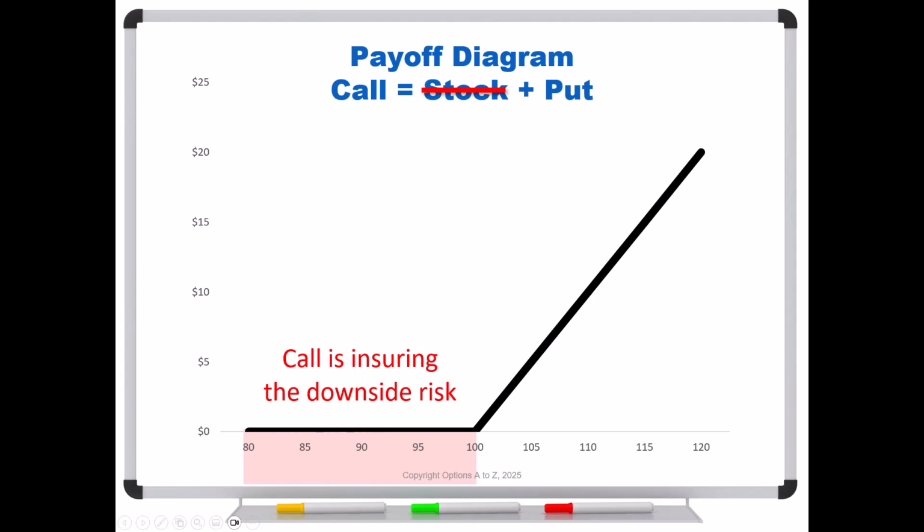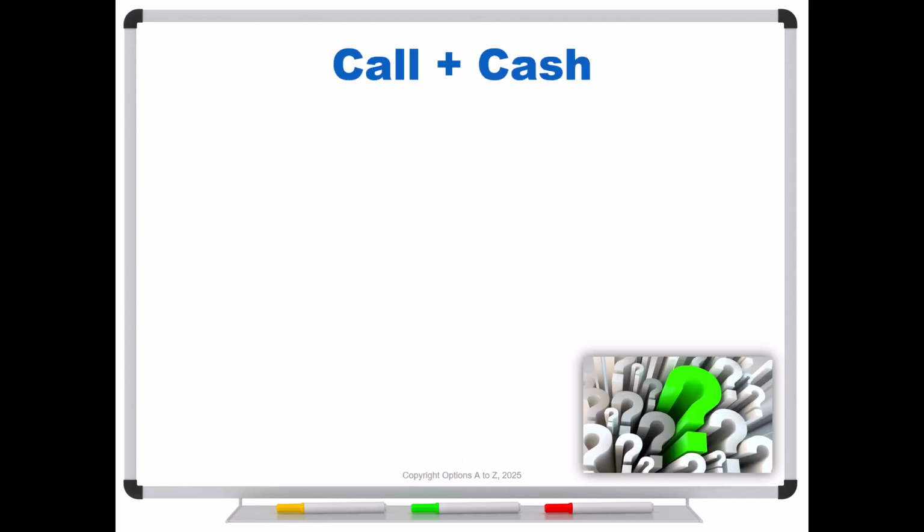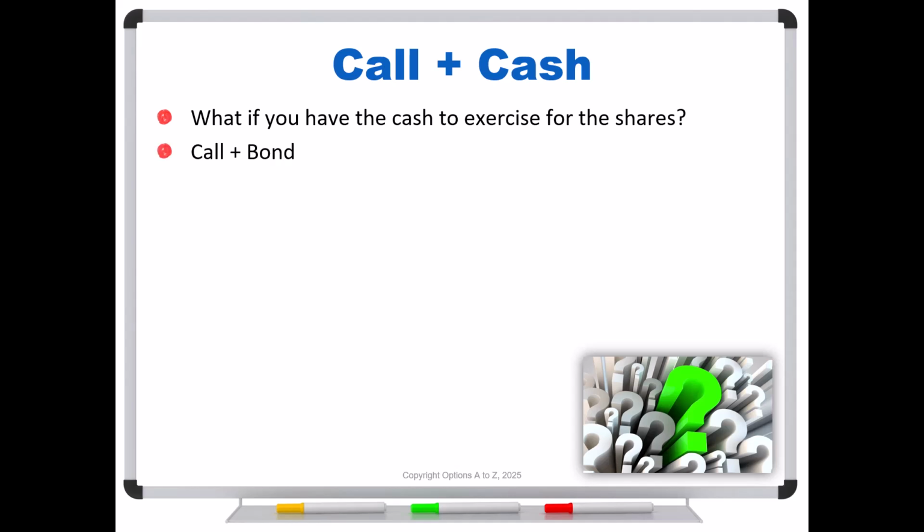All right, now let's look at the second portfolio, the replicating portfolio of call plus cash or call plus bond. So now the question is, what if you do have the cash to exercise for the shares? Well, again, you could say that you are holding the call plus bond portfolio or the call plus cash. And now this changes things. What are you insuring now?